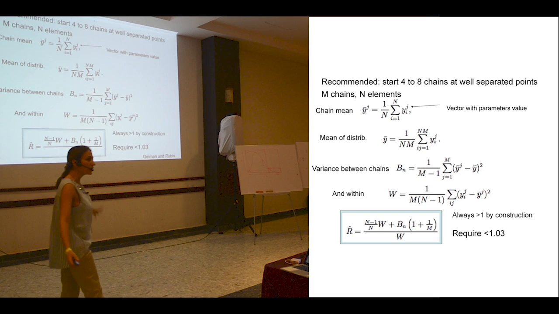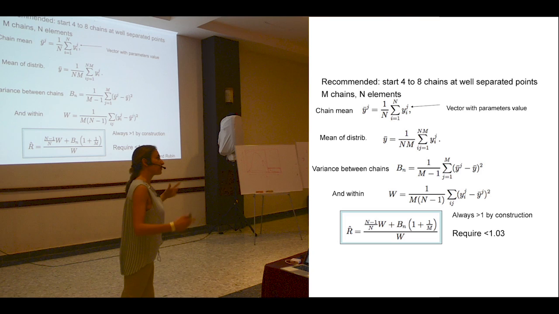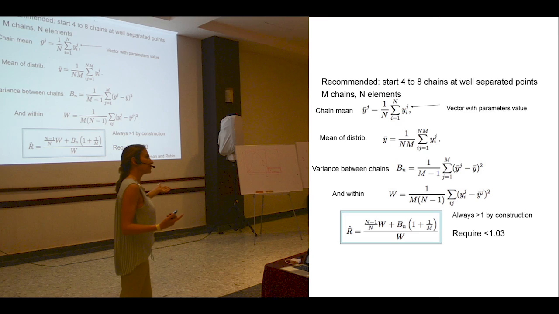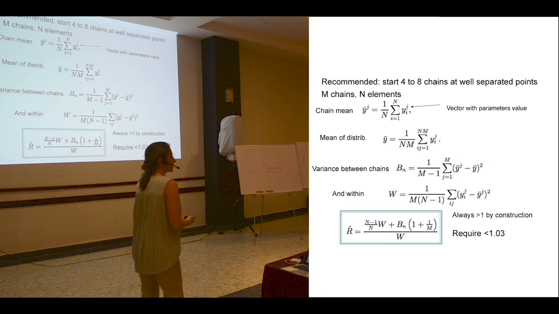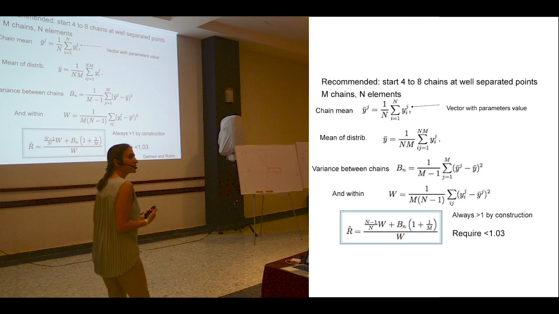Now this also protects you for the case where there are different maxima. Because if you only had one chain, you may get stuck in one maximum, which may be the local one and not the global one. But if you have all 8 of them starting from completely different places, chances are that not all of them are going to be stuck in the local maximum. Some of them will be stuck in the global maximum. And then you would realize what's going on when you start comparing different chains.